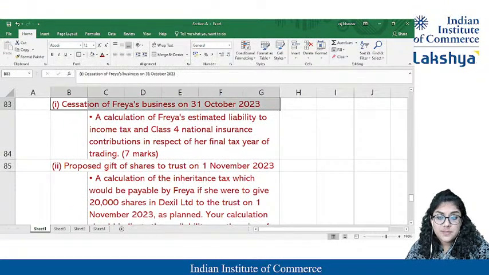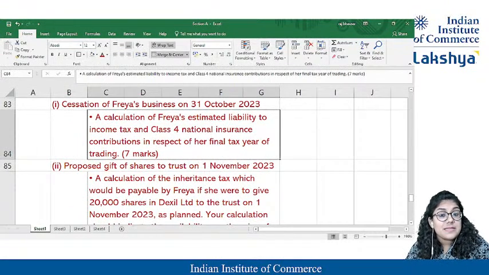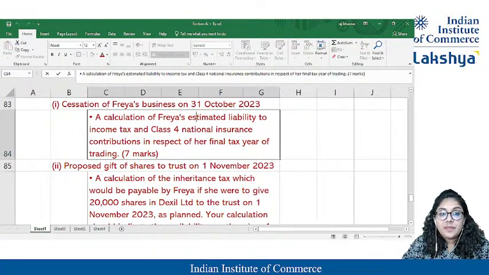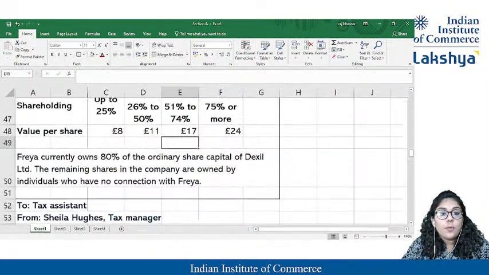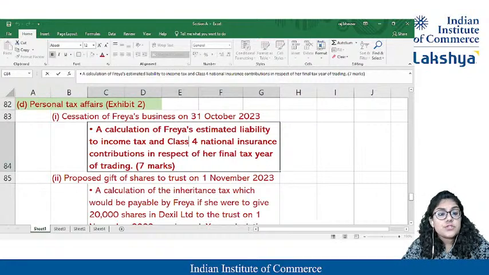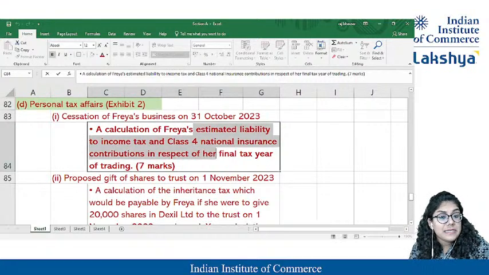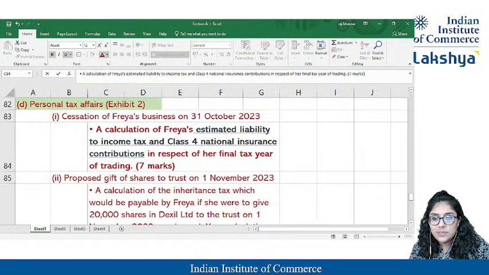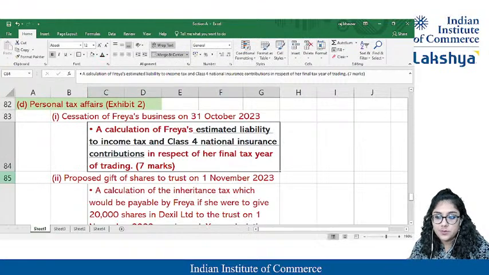Cessation of FRERA's business. Once the company is going to get over, obviously FRERA has to file her financial statements also. So she has to estimate the liability in income tax, and since she is doing a business, obviously she'll have class 1 and class 2. Students, how will class 1 and class 2 come into the picture?